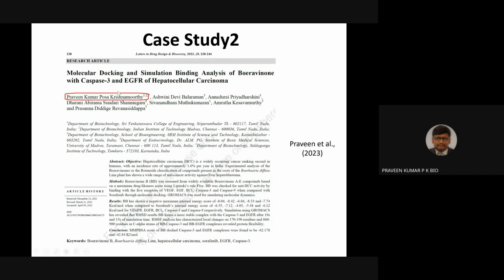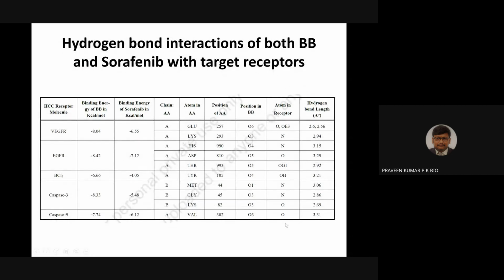Similarly, in 2023, I also published a paper with a compound where we looked at two important receptors of hepatocellular carcinoma. Here also, I've used a similar kind of table. I used the binding energy of my plant compound and the binding energy of a control drug for hepatocellular carcinoma, for the second and third stage, that is sorafenib. I compared them with each other. If you see, my plant compound is showing the maximum negative energy with most of the receptors. I think in almost all the receptors, we got maximum negative energy when compared to the standard control drug sorafenib.